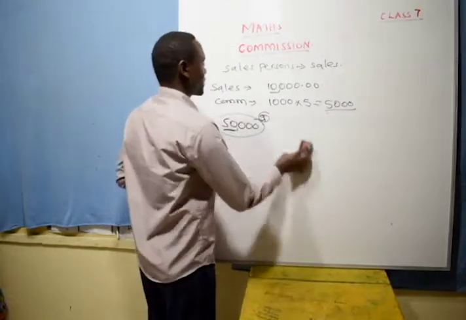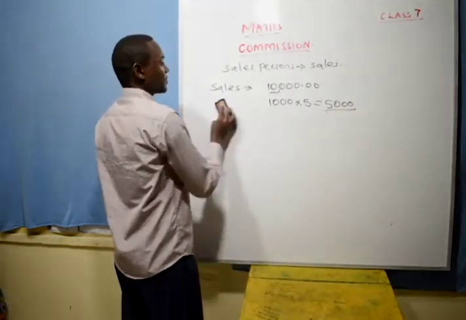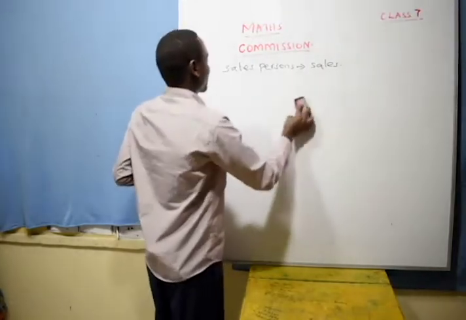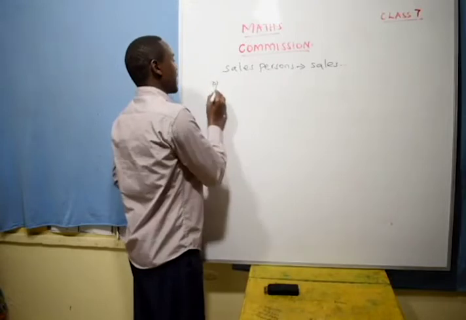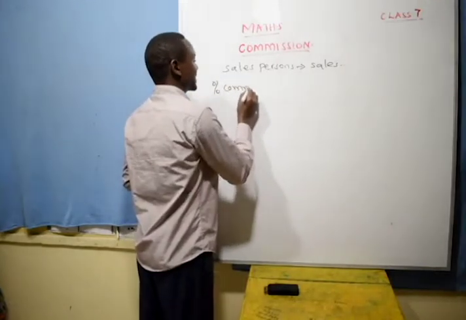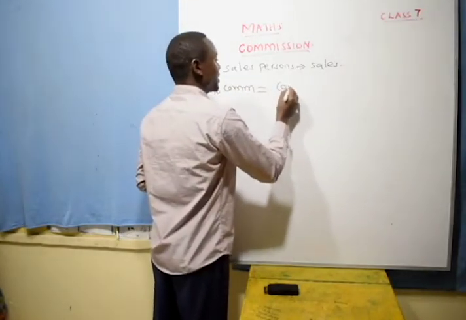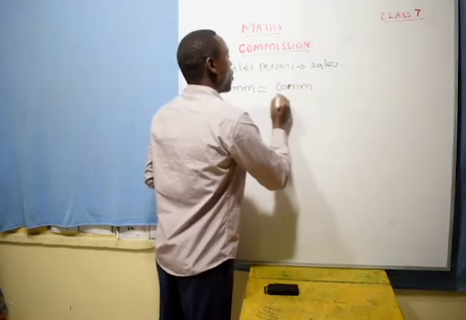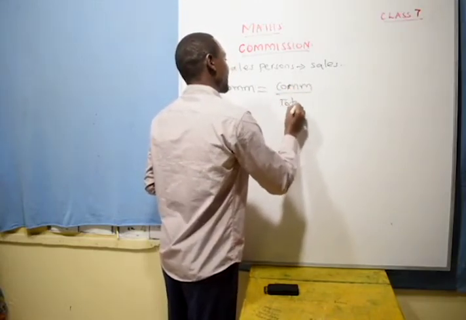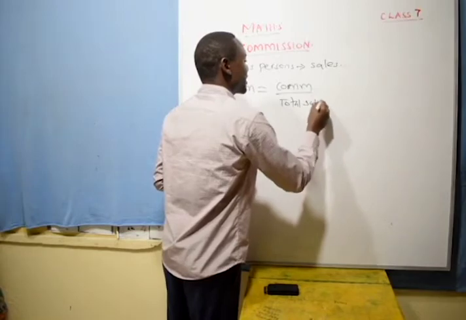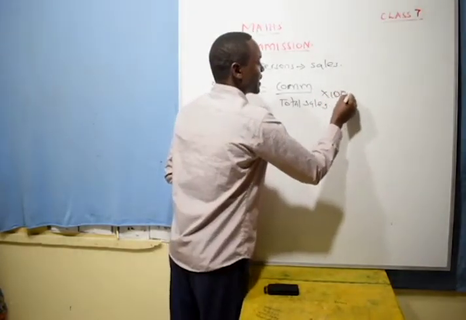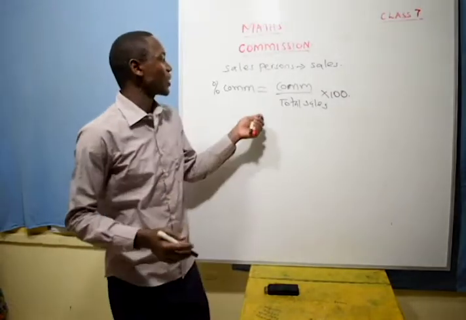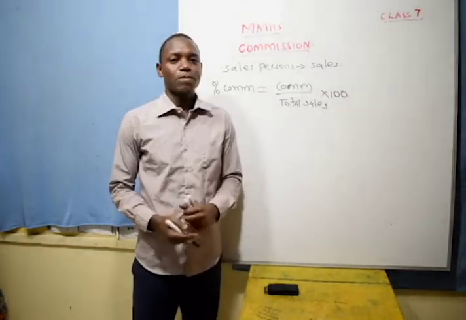How do we calculate percentage commission? Percentage commission is given by the commission given over the total sales, times 100. That is how we calculate percentage commission.